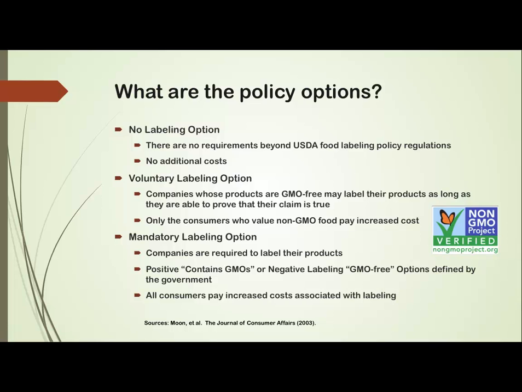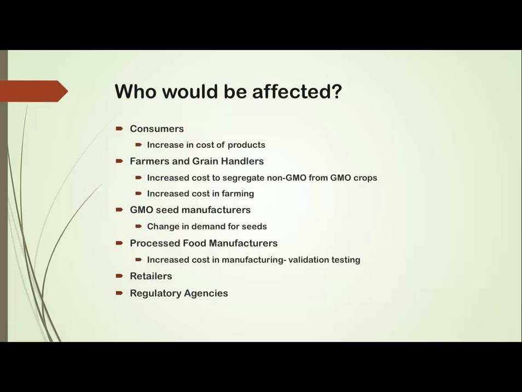Thirdly, there's the mandatory labeling option, which has two subsets, contains GMOs, the positive subset, or negative labeling, which is GMO-free. These options would be defined by the government if a mandatory scheme is implemented. Companies are required to label their products under this scheme, and all consumers would be affected and would pay increased costs associated with labeling. Who would be affected? Consumers, farmers and grain handlers, GMO seed manufacturers, processed food manufacturers, retailers, and regulatory agencies.